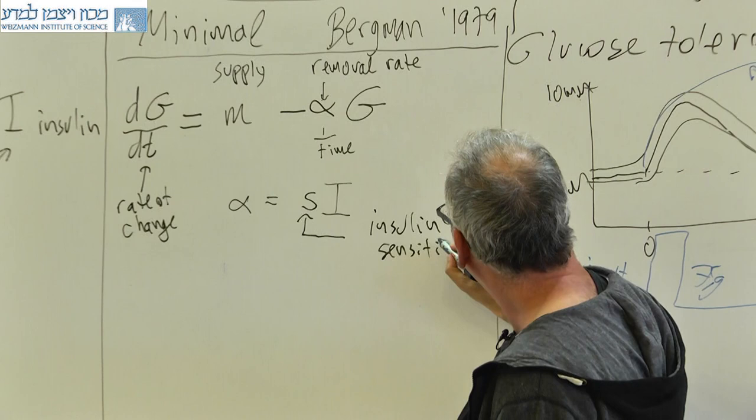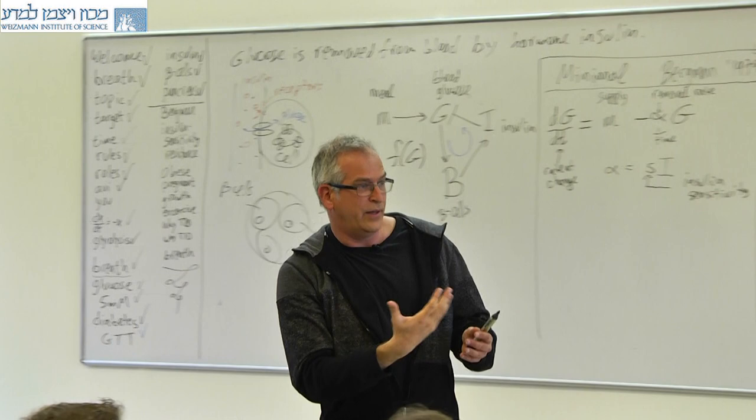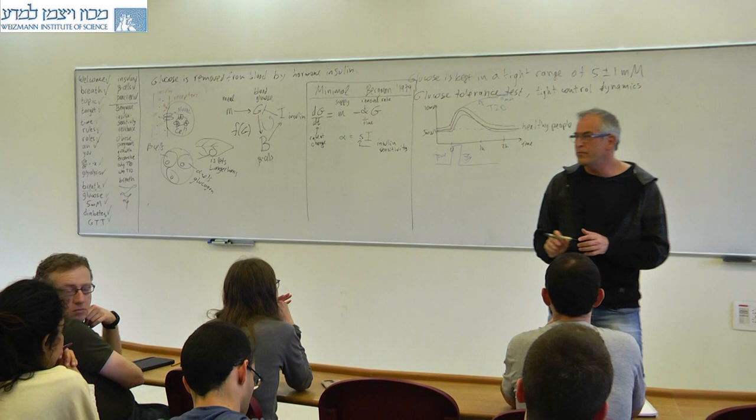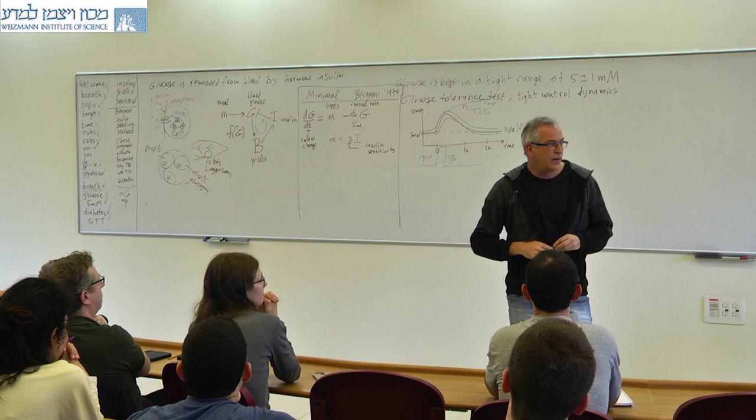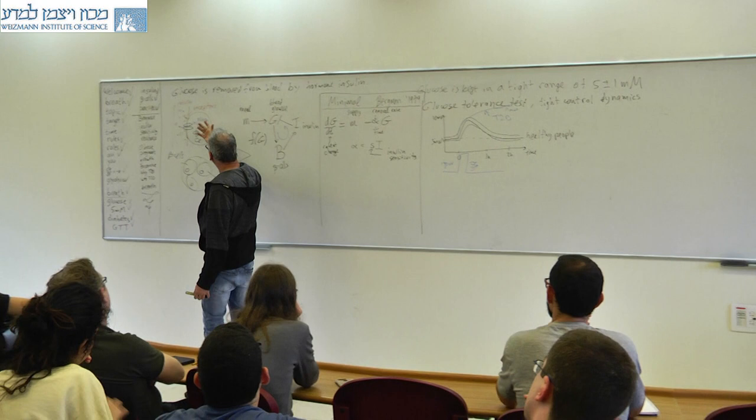So insulin sensitivity is basically how much this receptor system responds to insulin and tells the cells to take up glucose. And this insulin sensitivity parameter is famous. Maybe some of you have heard of the term insulin resistance. Insulin resistance is 1 over insulin sensitivity. And the reason this parameter exists is that it's actually a very useful parameter.